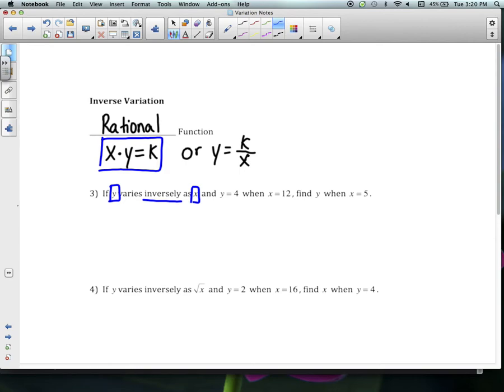So this is just plain y and x. I'm going to write out y times x equals y times x. Now really the order does not matter because you're multiplying, so that's fine if you set it up either way. So it says y equals 4 when x equals 12, so we'll plug in 4 times 12. And then it says find y when x is 5.